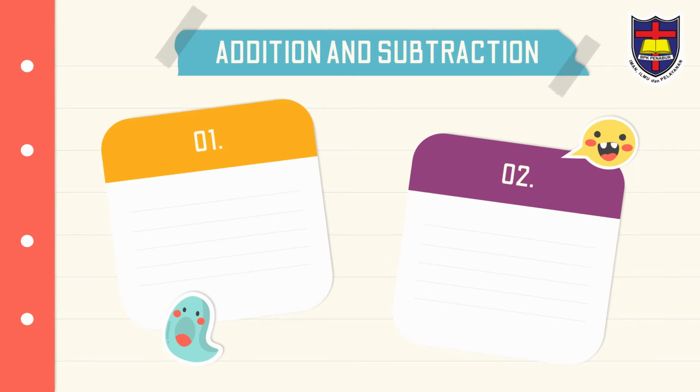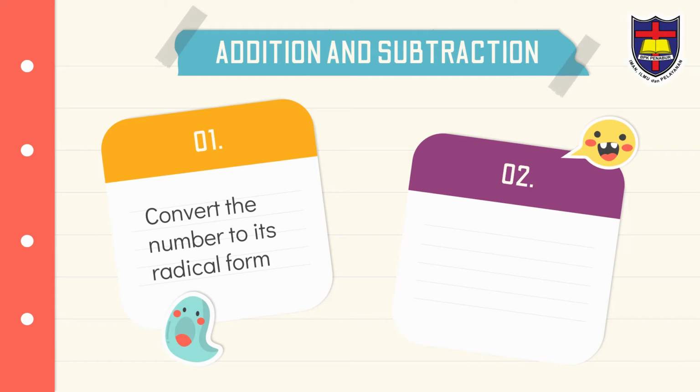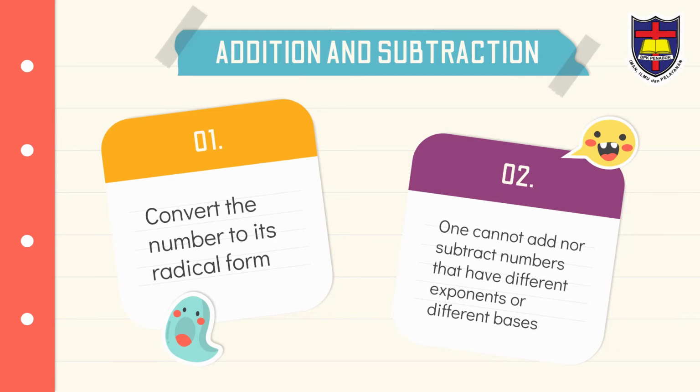Now we will go to the next operation, addition and subtraction. So for addition and subtraction, there are 2 steps. The first one is we must convert the number to its radical form to make it easier. And the second one is we cannot add nor subtract numbers that have different exponents or different bases. So to do addition and subtraction, the exponents and base number must be the same.